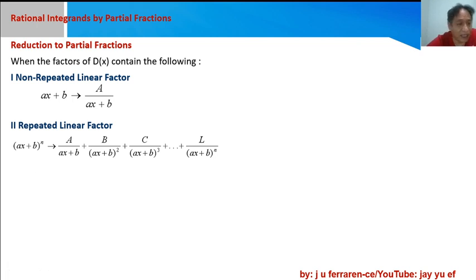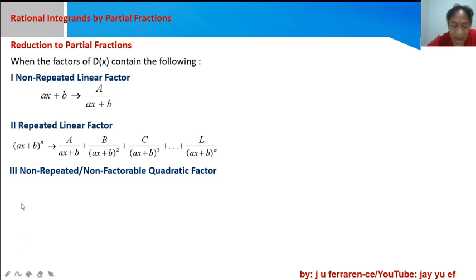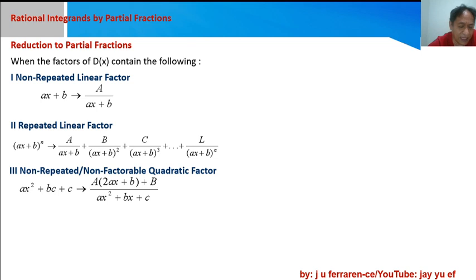Now, for quadratic, which is no longer factorable, because if it is factorable, you can continue with factoring. What we consider here is the quadratic factor which cannot be factored anymore. If we have ax squared plus bx plus c, then there is one fraction, but actually this is composed of two terms.